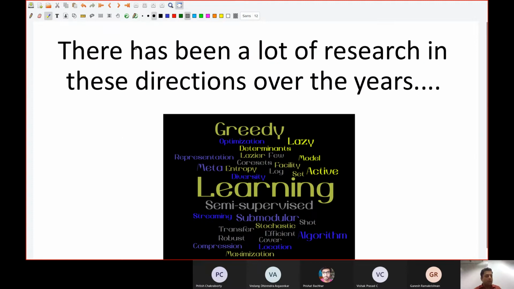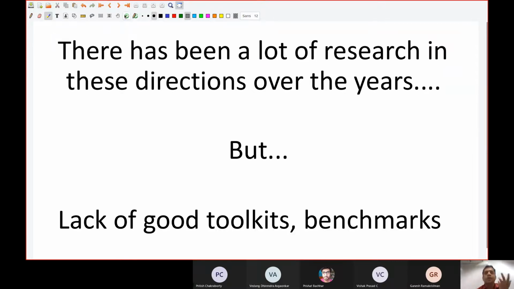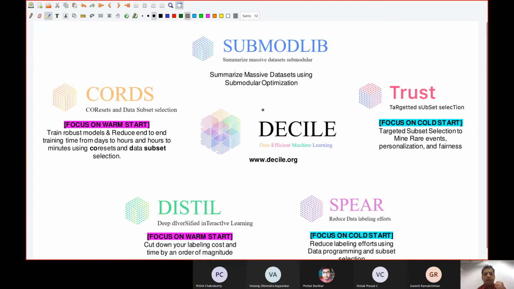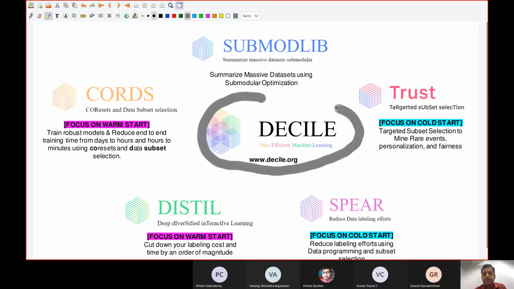Yeah. So now I'm just going to spend some time doing some demos. There's been a lot of research in these years, but as I said, there has been a lack of good toolkits and benchmarks. That's what we've been offering. So we have this Decile platform, data efficient learning. I'm going to quickly go over Submodlib, which is something you are using anyway.